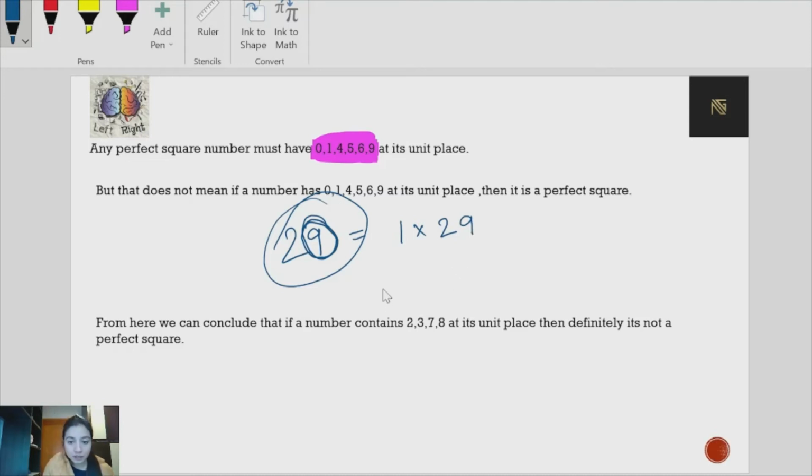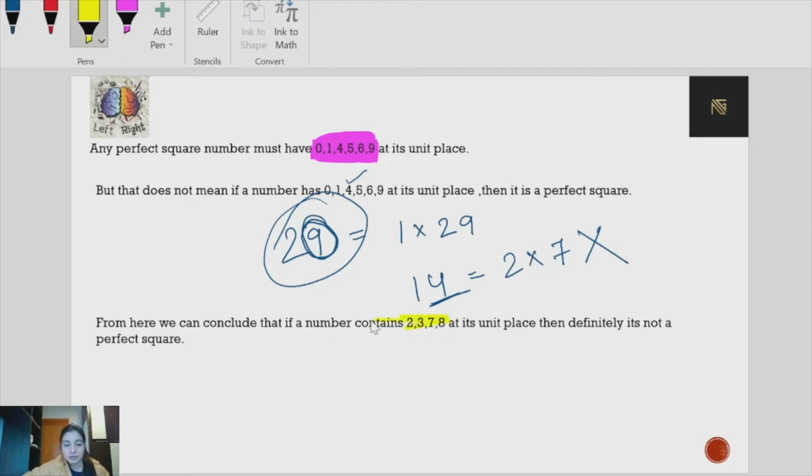Suppose we take another number with unit digit 4. Let me check 14. If I represent it as a product of two numbers, I'll get 2 times 7. So the criterion for a perfect square number is not fulfilled here. So just the digit 4 will not say whether it's a perfect square number or not. Clear?